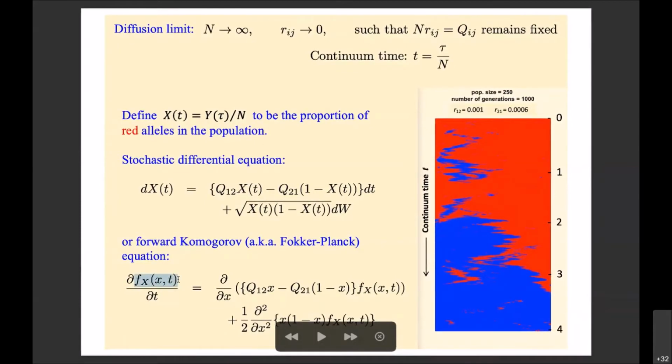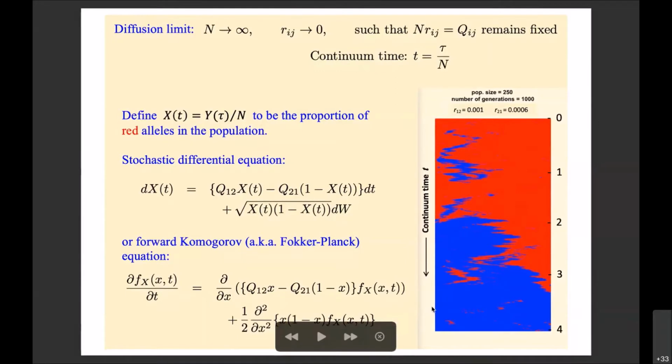The density is defined over the argument x, which runs from 0 to 1. T is the time running down the page, and it starts off as a nice sharp spike at x equals 1. As time progresses, that sharp spike spreads out, like a delta function spreading out a bit like a normal distribution to start with, and then it spreads out more, and it eventually settles into some sort of stationary distribution.